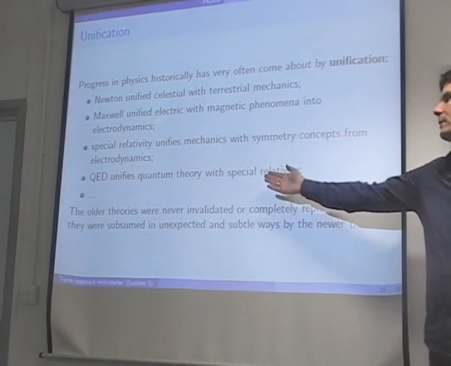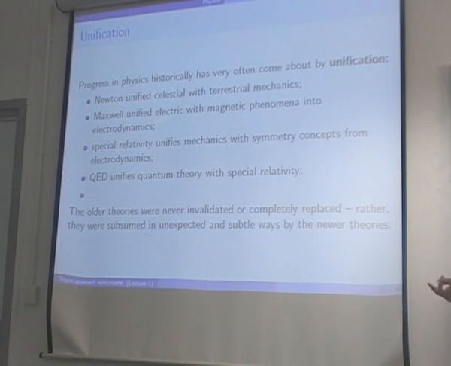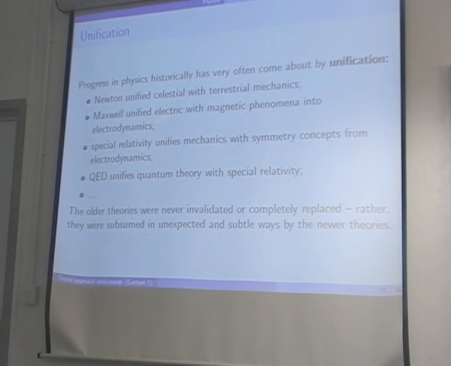Of course, a theory like quantum electrodynamics is a unification. It takes quantum theory and electrodynamics, and there are further examples. So this is just empirically something you could try to achieve, the unification of theories to get something deeper. And it always turned out that the older theories were never completely invalidated or replaced by the new ones. They were just incorporated and subsumed, often in an unexpected and very subtle way. It's by no means true that once we had special relativity, we threw away classical mechanics, and once we had general relativity, we threw away special relativity.